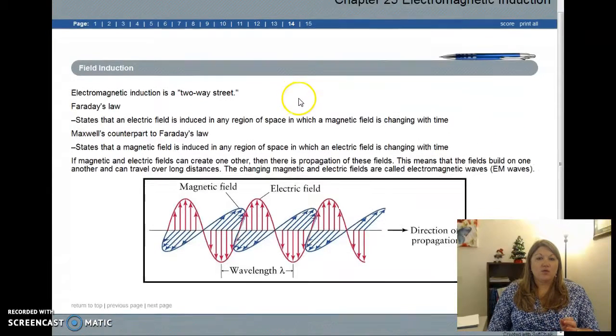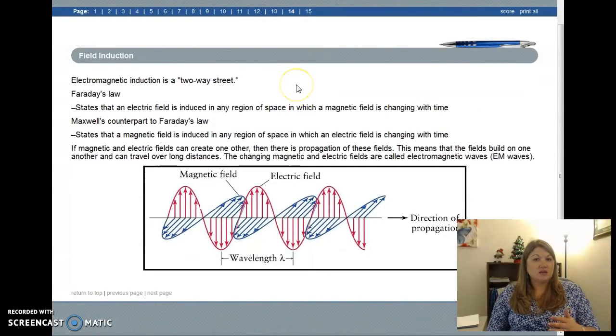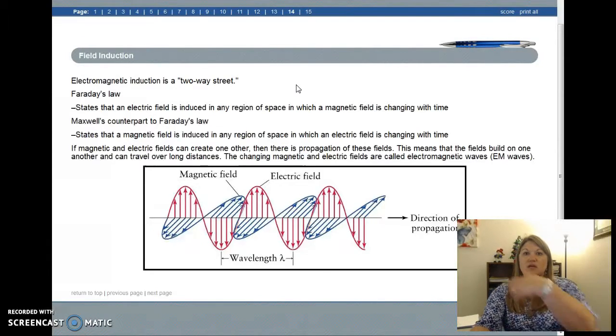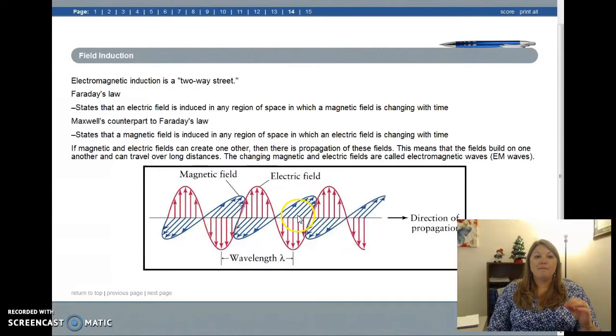Now, this electromagnetic induction is a two-way street, right? Because we learned that a changing electric current can produce a magnetic field, and we just saw how a changing magnetic field can produce an electric current. So if you've got one, you've got the other, which then creates another, which then creates another, and guess what? We've got this whole propagation going here.